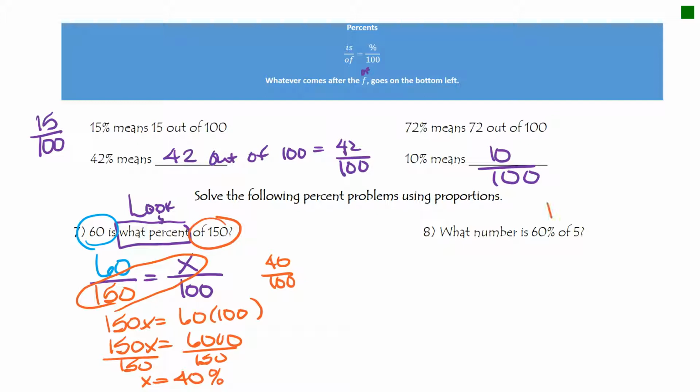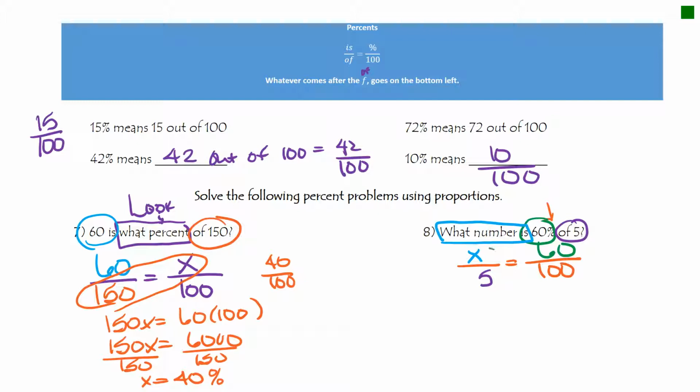Okay, we see the percent sign, so we're going to set it up with the 100 on the bottom. Do we have a percent? Yes, we've got 60%, so we're going to put it up there. Then it says what number is. So up here on the is, we're putting X. We don't know what number that is. Of 5. Of goes on the bottom.